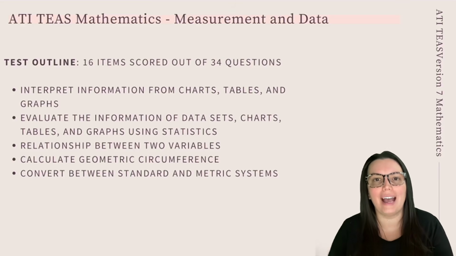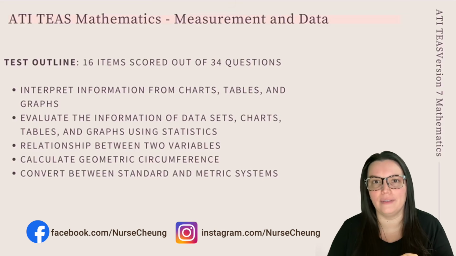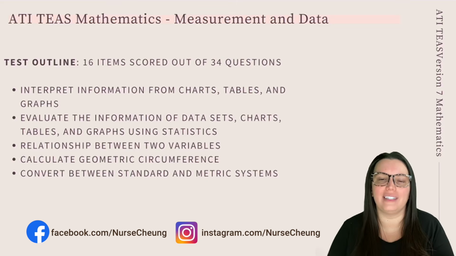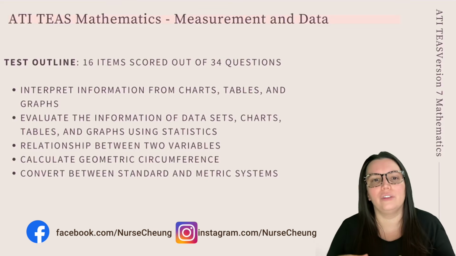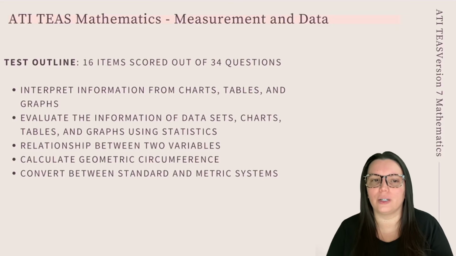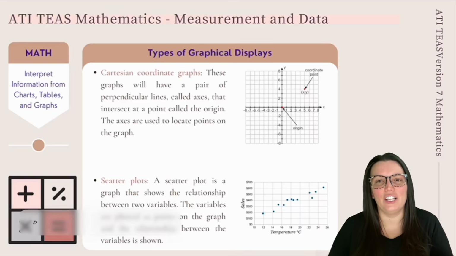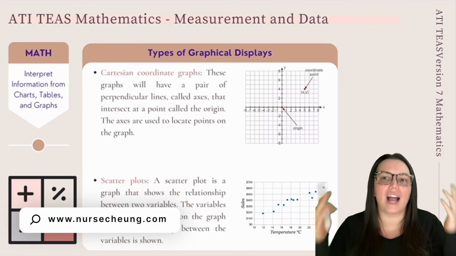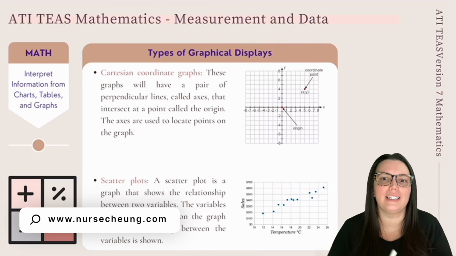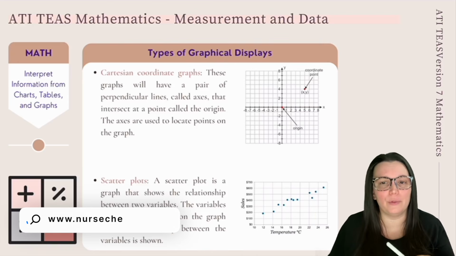In order to pass this portion, you need to interpret information from charts, tables, and graphs, evaluate the information of data sets, charts, tables, and graphs using statistics, relationships between two variables, calculate geometric circumference, and convert between standard and metric systems. The ATI TEAS is going to use a variety of graphical displays, and you must have the ability to interpret information from charts, tables, and graphs.